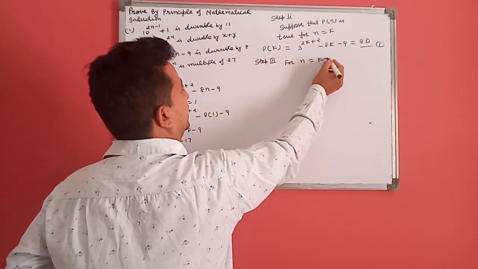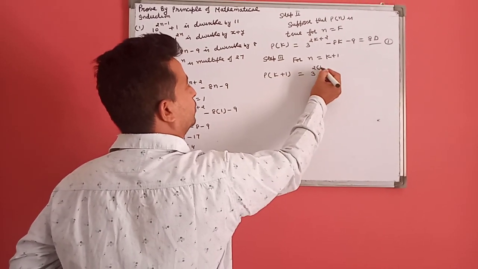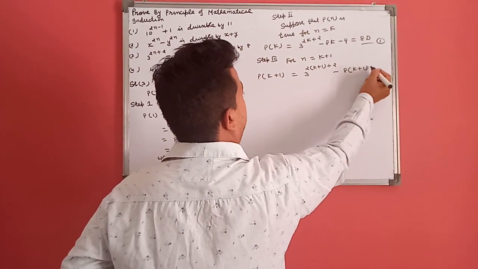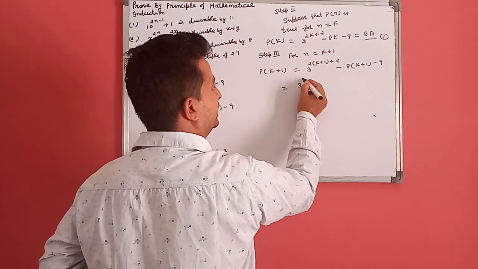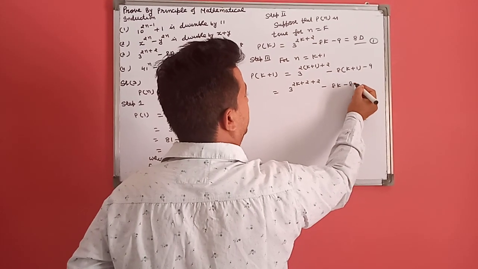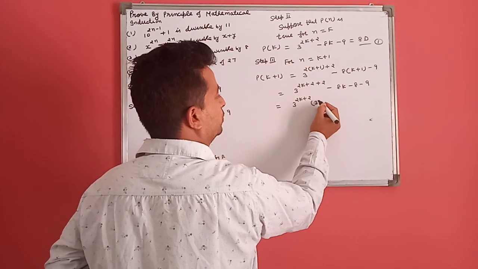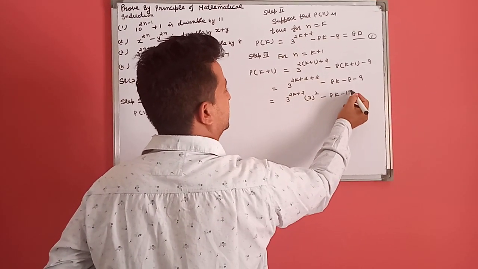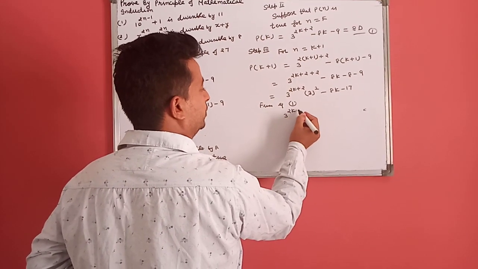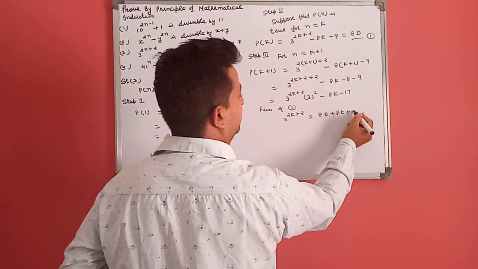In step 3, for n = k + 1, that's P(k+1). This is 3^(2(k+1)+2) − 8(k+1) − 9. We write it as 3^(2k+2+2) − 8k − 8 − 9. This we write as 3^(2k+2)·3^2 − 8k − 17. From equation 1, the value of 3^(2k+2) is 8d + 8k + 9.